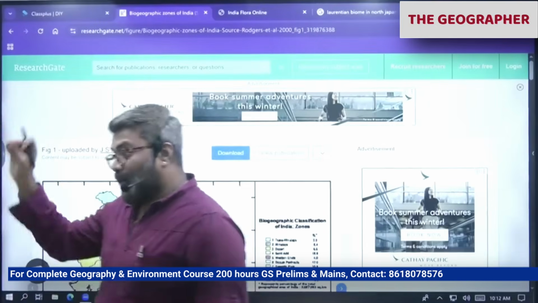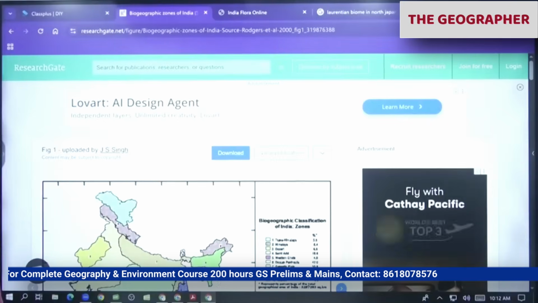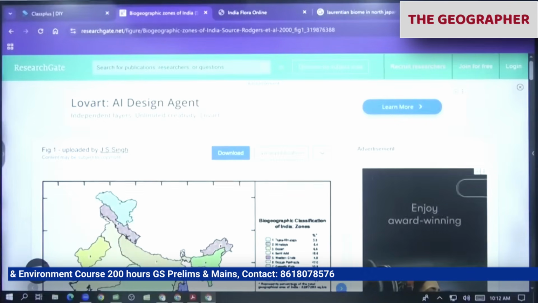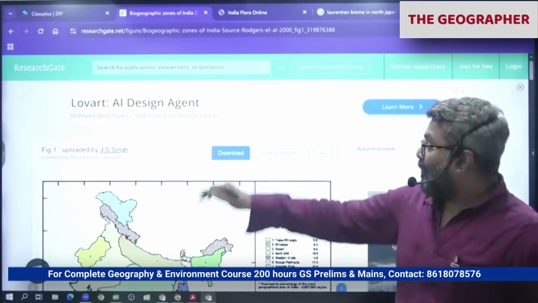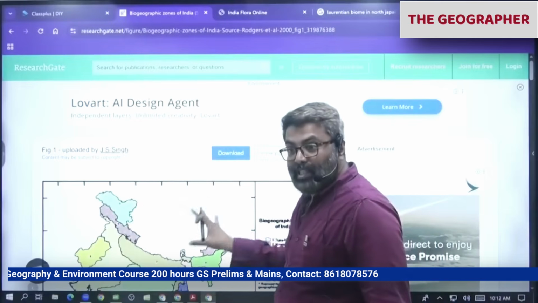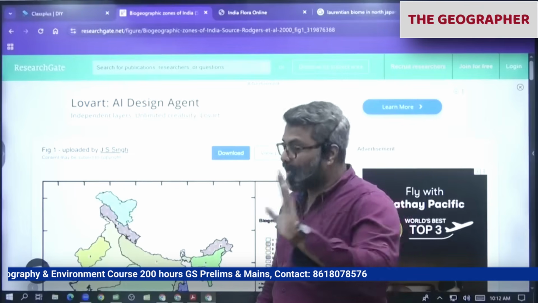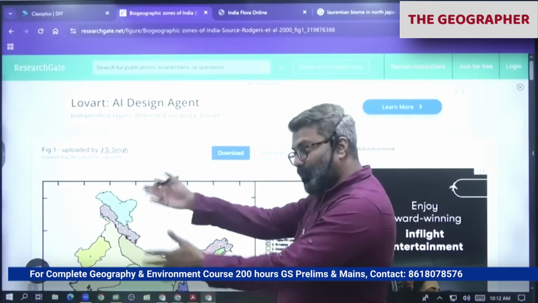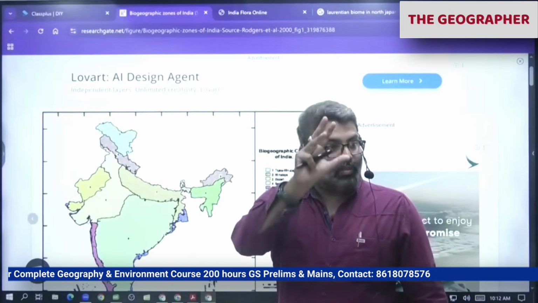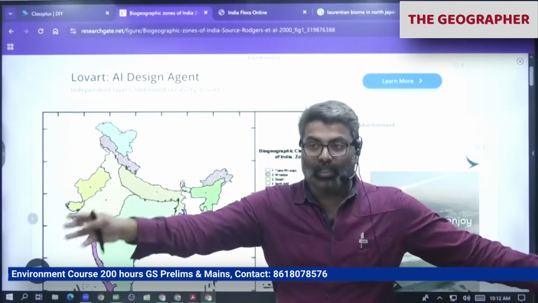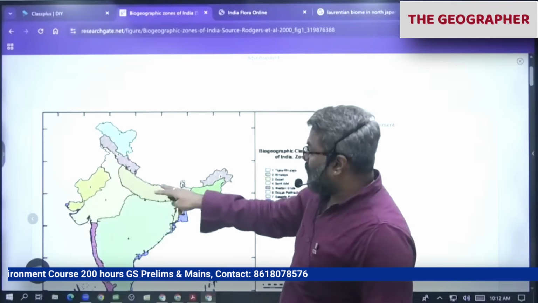I'll write all this. This is going to come next. His name is Norman Myers. He gave two conditions also to identify: it should have around 1500 species of endemic plants in that area and it should have lost 70% of its primary vegetation. He has given the criteria also to identify. That is going to come next. So hotspot, simple definition you remember now: places with very high biodiversity that are under threat from human activities. That's it. So see this map.